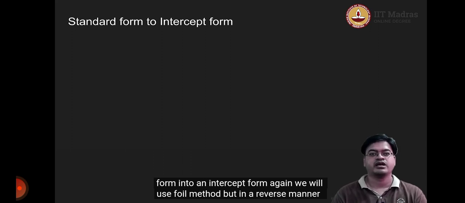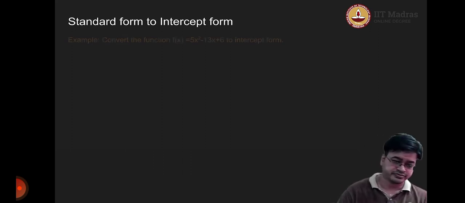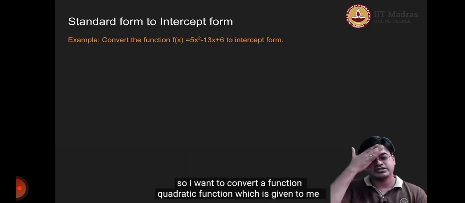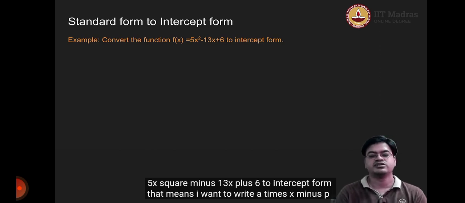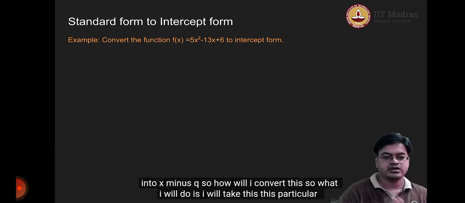Let us now go further and try to see how I will convert a standard form into an intercept form. Again, we will use the FOIL method, but in the reverse manner. So I want to convert a quadratic function which is given to me, 5x square minus 13x plus 6, to intercept form. That means I want to write a times x minus p into x minus q.